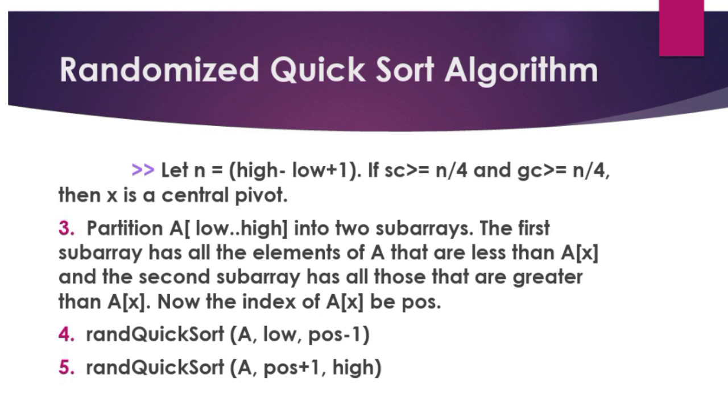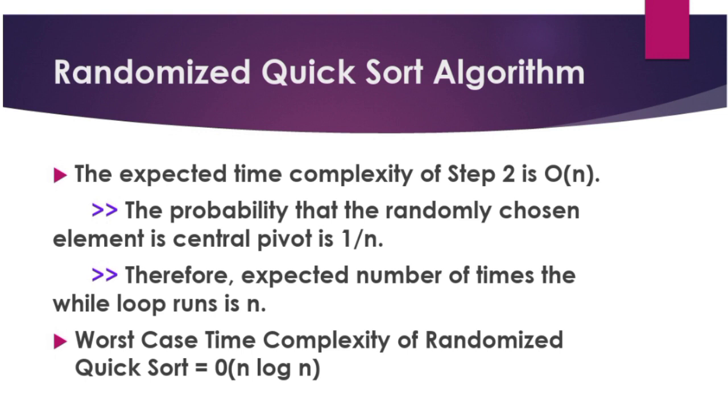It randomly chooses the value of the pivot element. It is better for the pivot element to come at the exact central position. In order to avoid the worst case situation, we are calculating a central pivot at step number 2. Next, it comes to time complexity. The time complexity of step number 2 is big O of n, and the worst case time complexity of randomized quicksort is big O of n log n.